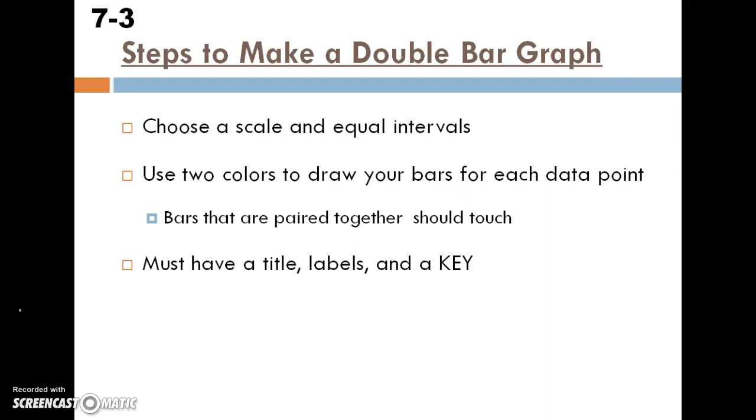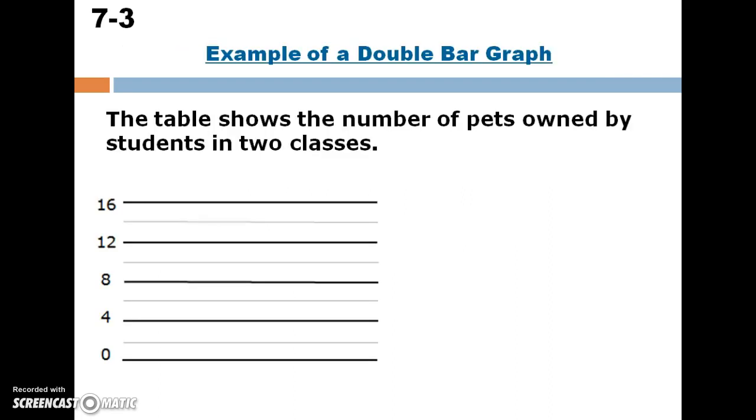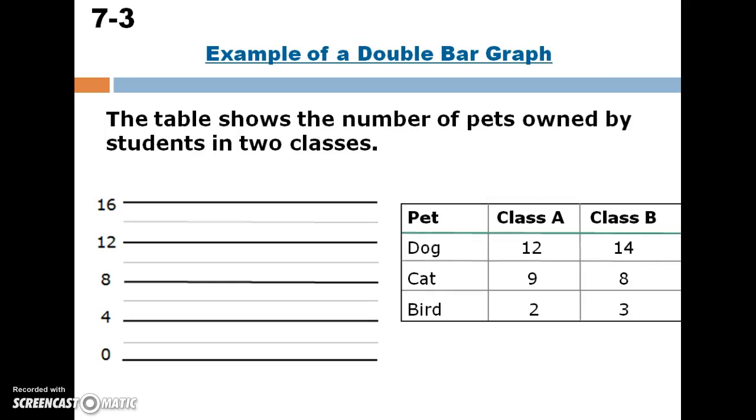To make a double bar graph, you need to first choose your scale and your equal intervals. You're going to use two different colors. Again, bars that are paired together like rural and urban, they will touch. But then Florida and Texas will not touch. Most importantly, you need a title and labels like before, but now since you have a double bar graph, you must have a key.